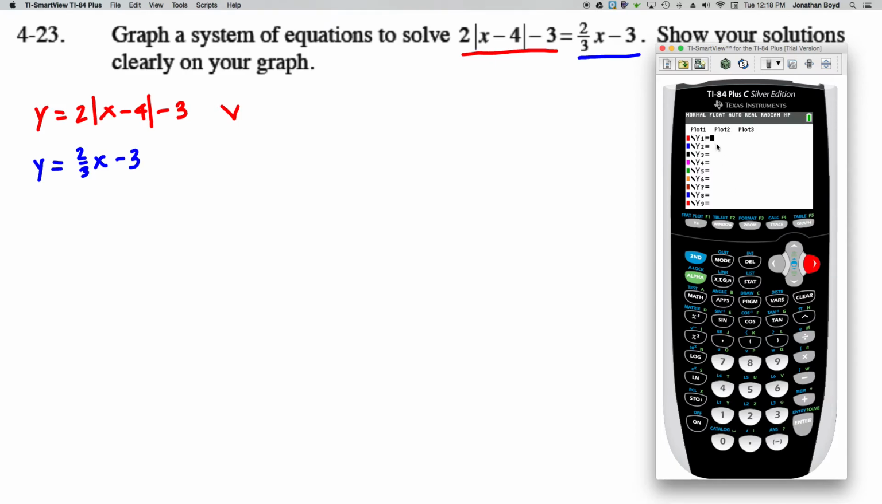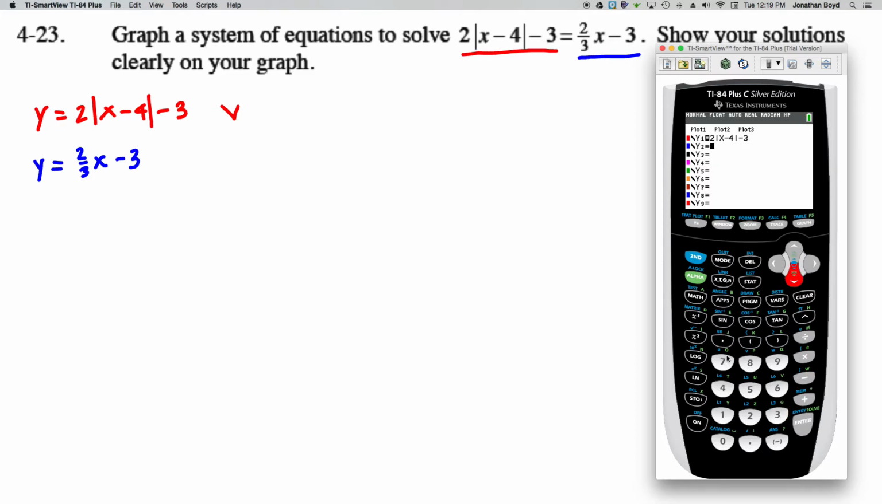Go back over here. I'm going to graph 2 times absolute value. And there's a couple ways to get to absolute value. Remember, you can go into math and go over 1. If you have the shortcut arrow, you can go into alpha, window, and absolute value is choice number 1 there. And then I'm going to put in my x minus 4 inside of my absolute value brackets. And outside, we are subtracting 3.